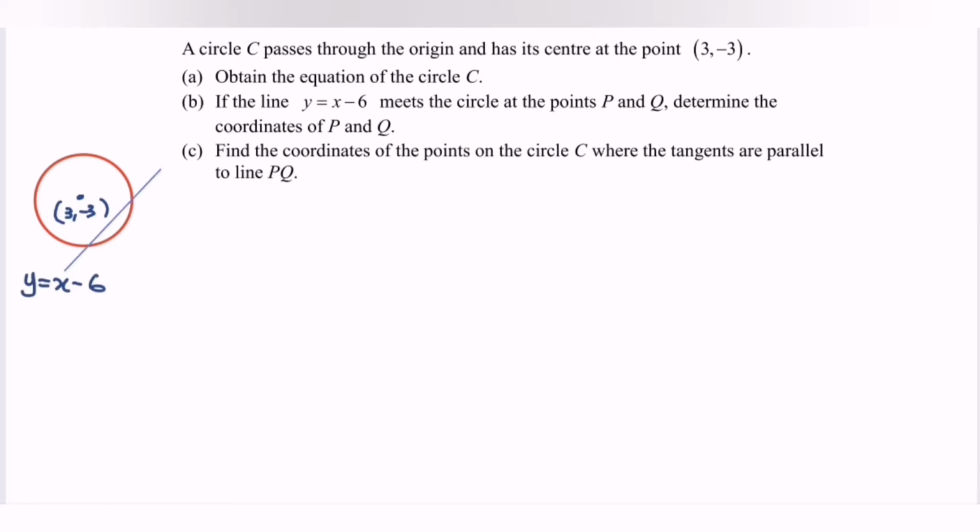Kindly refer to the question. They said, find the coordinates of the points on the circle C where the tangents are parallel to the line PQ. So that means we have the gradient equal to 1. In order to find the points of intersection on the circle, what we have to do is to find the normal of the circle, which is perpendicular to y equals x minus 6.